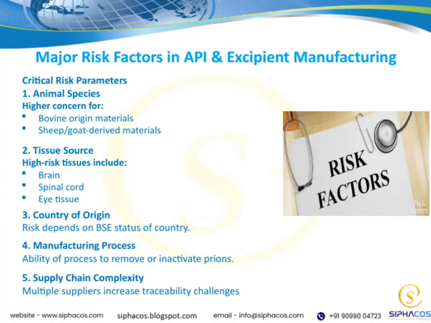When we look at major risk factors in API and excipient manufacturing, there are several critical parameters to keep in mind. First, the animal species matters. Materials from bovine sources raise higher concerns, as do those from sheep and goats. Then, the tissue source plays a big role. Brain, spinal cord, and eye tissues are considered high risk. The country of origin is important too, especially in relation to BSE status. Manufacturing processes must effectively remove or inactivate prions. Finally, complex supply chains with multiple suppliers make traceability a real challenge.